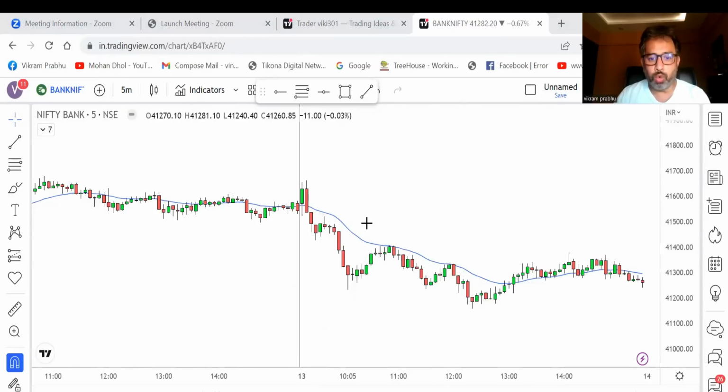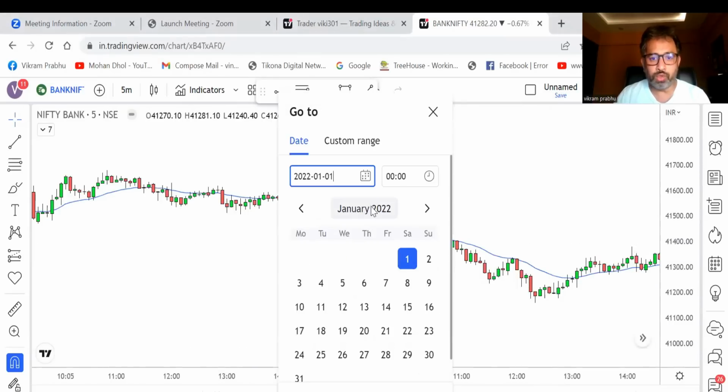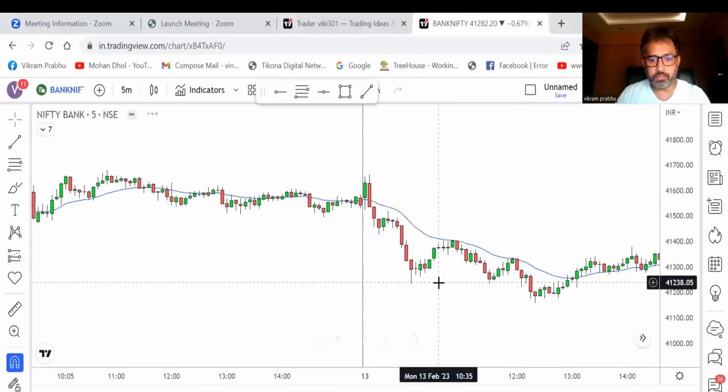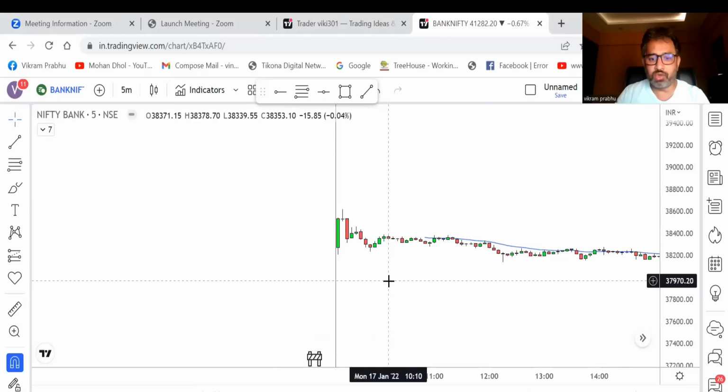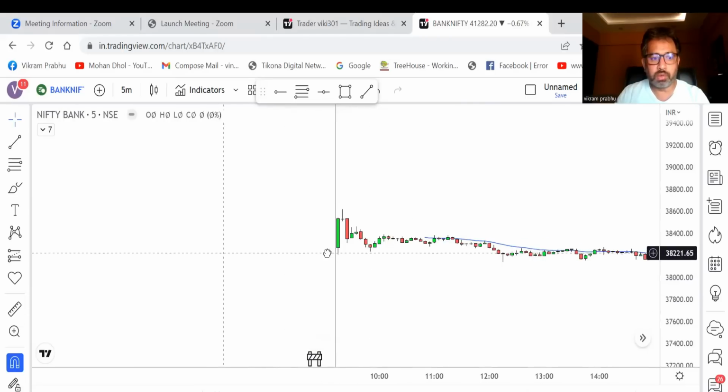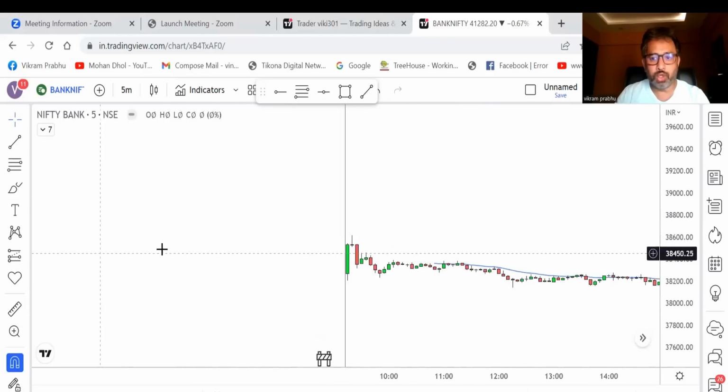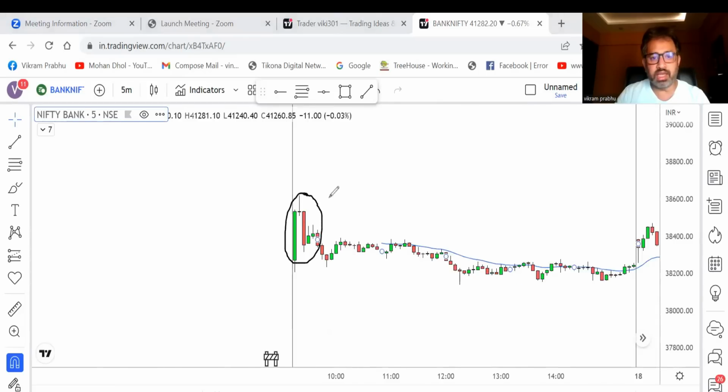Suppose you want to go 1 year old. If you want to see January 1st, 2022, that means more than 1 year old chart. If you want to see the price action of January 1st, 2022 in Bank Nifty, let us see whether we can see it. And see here, you can see it only from 17 January 2022. From 16, 15, you will not get it. That means it has a limitation.